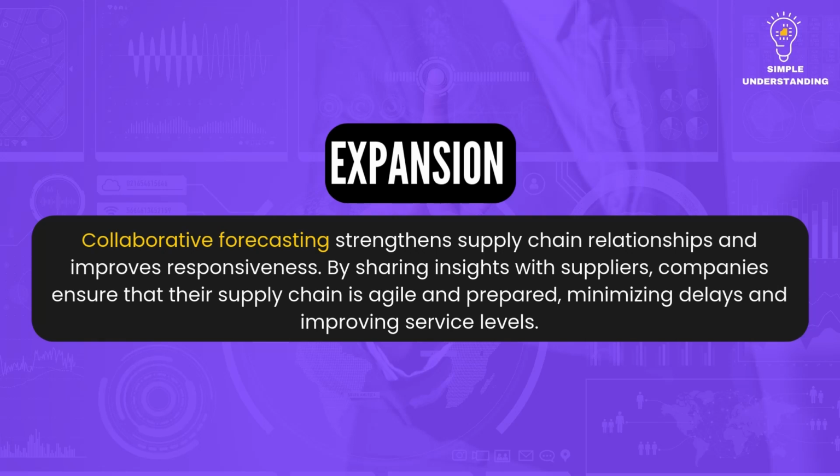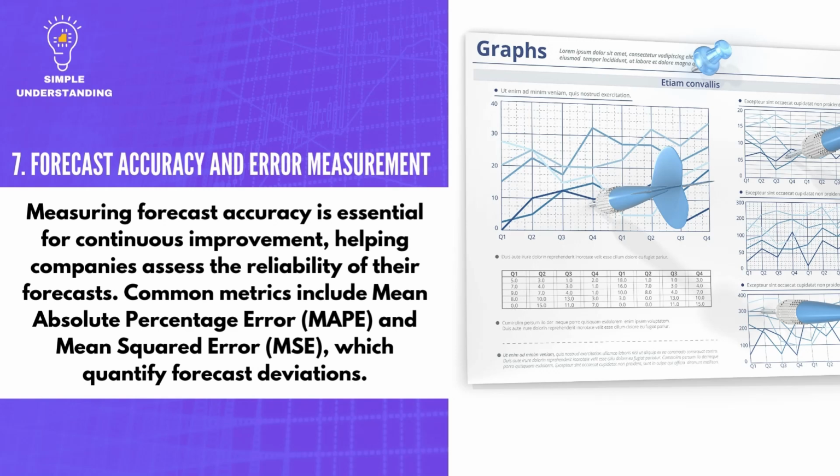By sharing insights with suppliers, companies ensure that their supply chain is agile and prepared, minimizing delays and improving service levels. 7. Forecast accuracy and error measurement. Explanation. Measuring forecast accuracy is essential for continuous improvement, helping companies assess the reliability of their forecasts. Common metrics include mean absolute percentage error, MAPE, and mean squared error, MSE, which quantify forecast deviations.